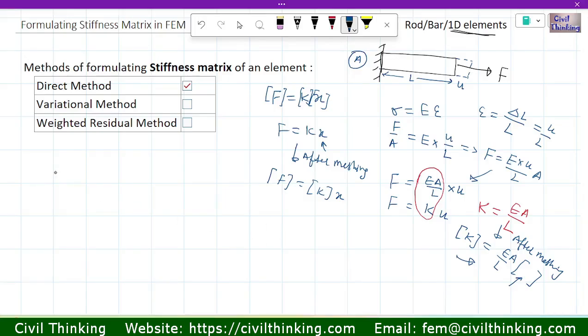If I have this body, in meshing we usually mesh into many elements, but we are not going to do that right now, because this is an introductory video, so I will keep a single element. This is our rod, so I will convert it into only a single element. This is node 1 and this is node 2, so we have only one element.